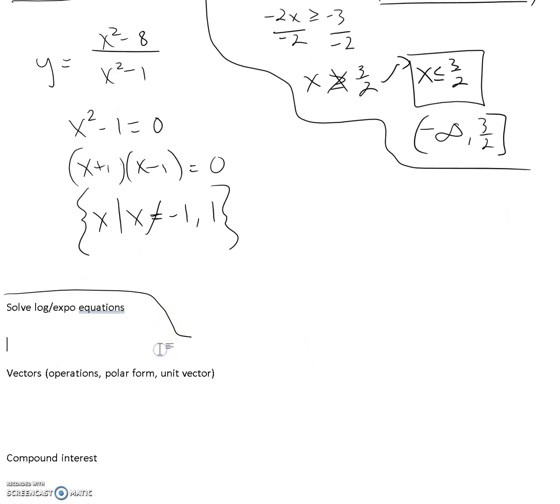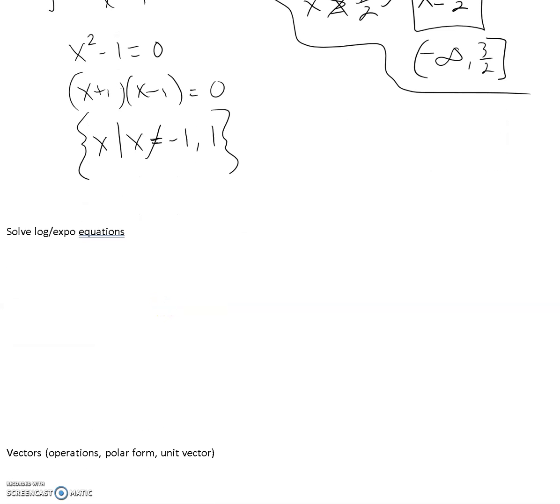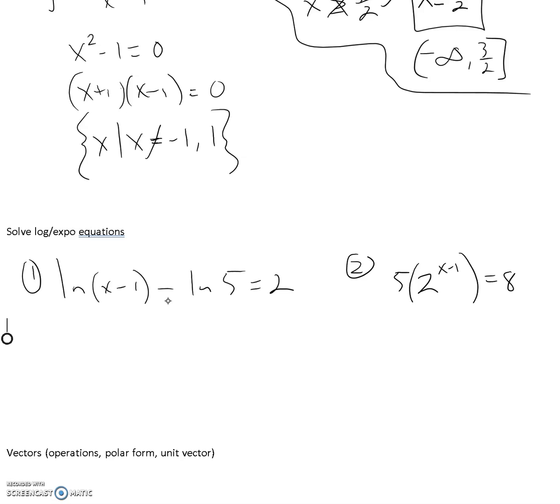Okay, while we're talking about logs, I had a log problem, domain problem. Let's look at some equations. So basically, what do we do with logs? I said something like that. And again, this is no calculator. I can give you an exponential equation. All right, how do you solve these?